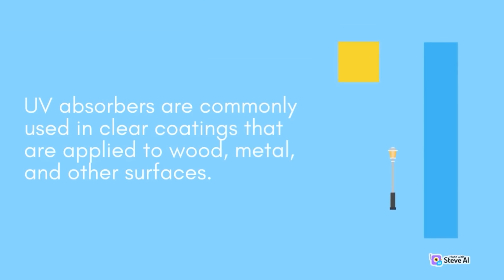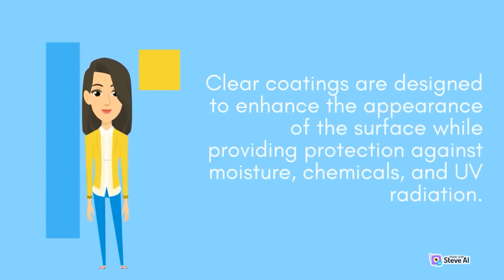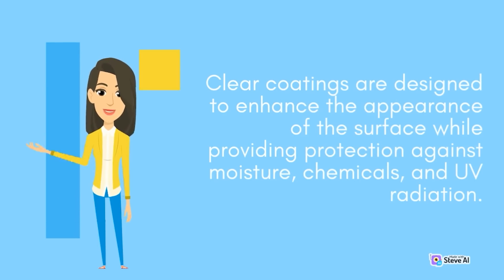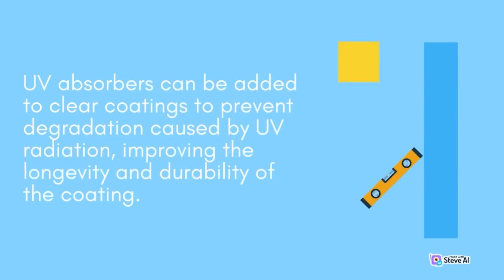UV absorbers are commonly used in clear coatings that are applied to wood, metal, and other surfaces. Clear coatings are designed to enhance the appearance of the surface while providing protection against moisture, chemicals, and UV radiation. UV absorbers can be added to clear coatings to prevent degradation caused by UV radiation, improving the longevity and durability of the coating.